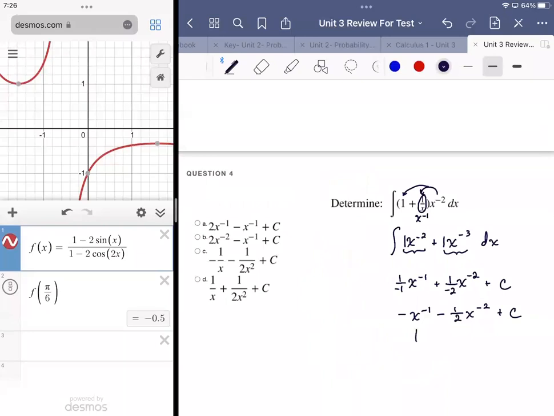Right. So this is the same as saying negative 1 over x. And that's actually enough for me to kind of close in on the correct answer. But just for the sake of it, minus 1 over 2x squared plus c. All right. So that would be choice C in this instance. All right.